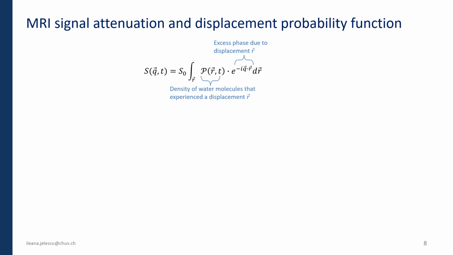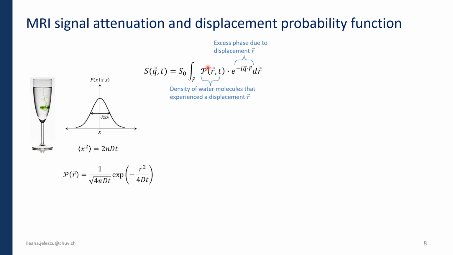Now coming back to our displacement probability function, we actually now realize that the signal that we measure is a convolution between the density of water molecules that experience a certain displacement R, so this is related to the displacement probability, and the excess phase due to the displacement R that the water molecules accumulated, which is also related to the Q value that I apply in my sequence. And in the case of Gaussian diffusion, we actually know this displacement probability. It's a Gaussian, as the name would suggest.